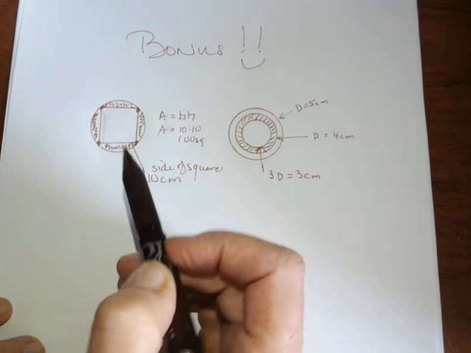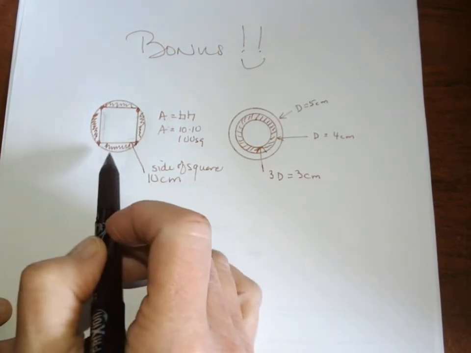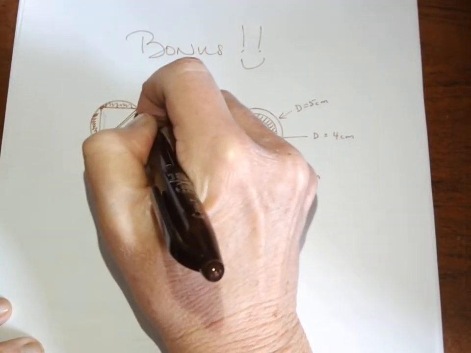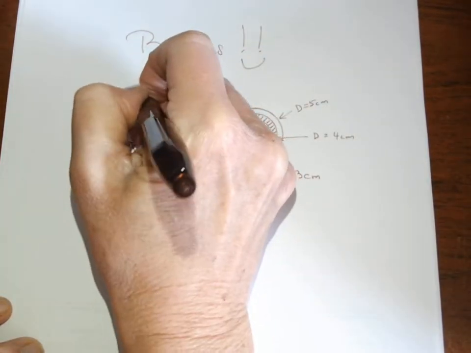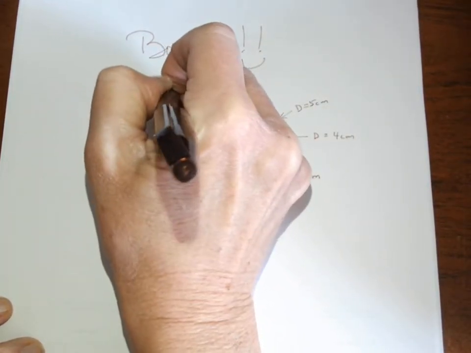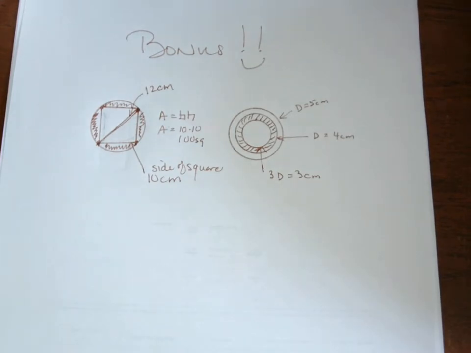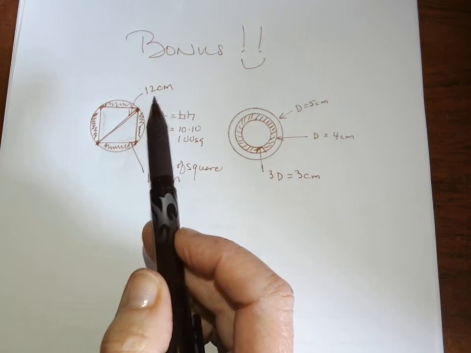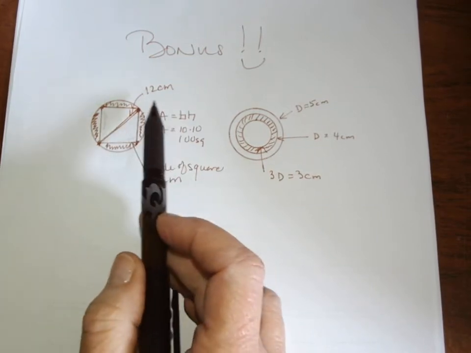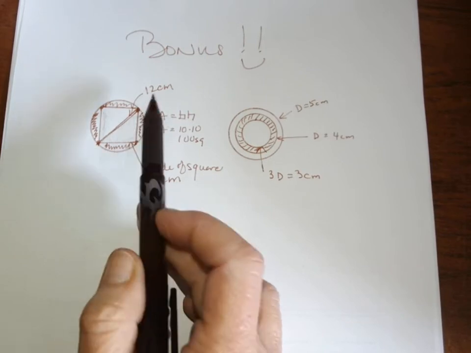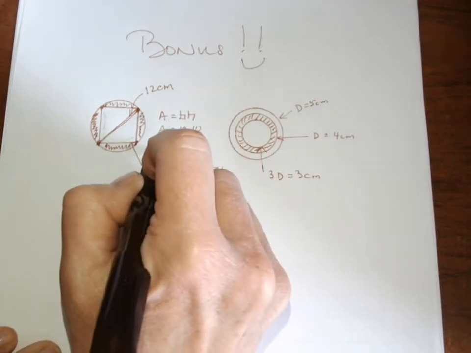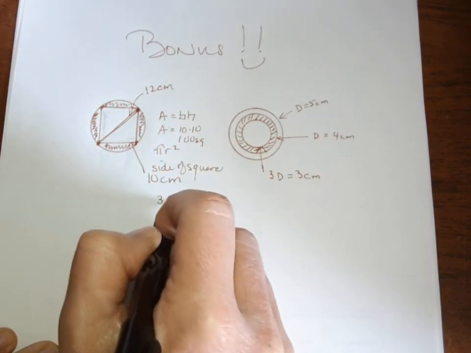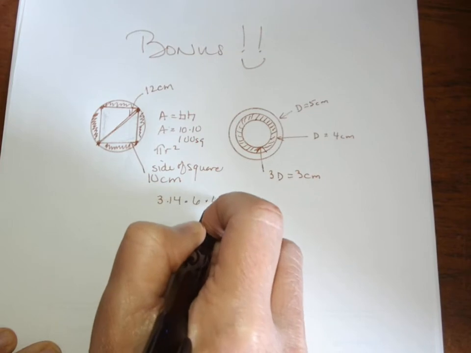Then I have this circle, and I forgot to tell you that this length right here, the diagonal on the square, is 12 centimeters. So I remember that the area of a circle is pi r squared. If the diameter of the circle is 12, the radius is 6. So I'm going to do pi r squared, and it's going to be 3.14 times 6 times 6.